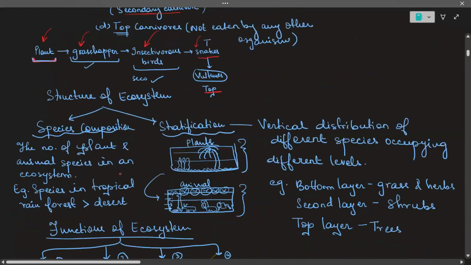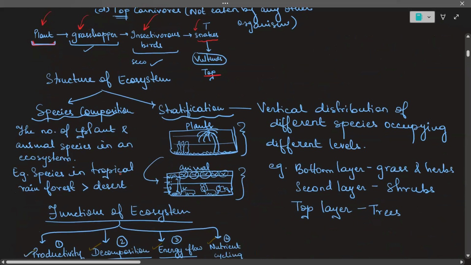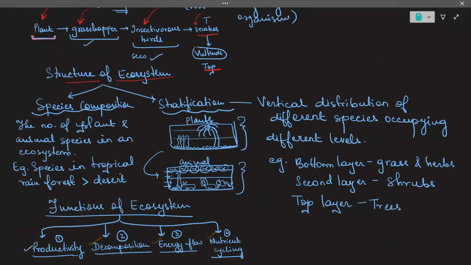Now, the structure of the ecosystem, talking about the species composition. We saw that the number of plant and animal species in the ecosystem is what is meant by species composition. We know that the species in the tropical rainforest will be more than the species in the desert ecosystem.